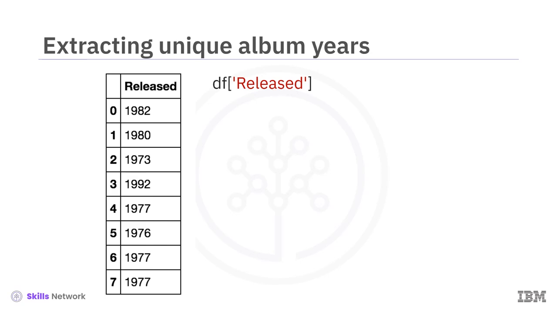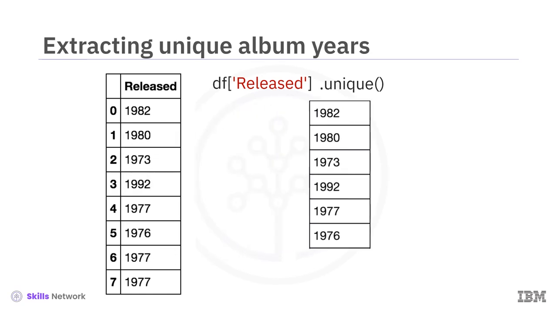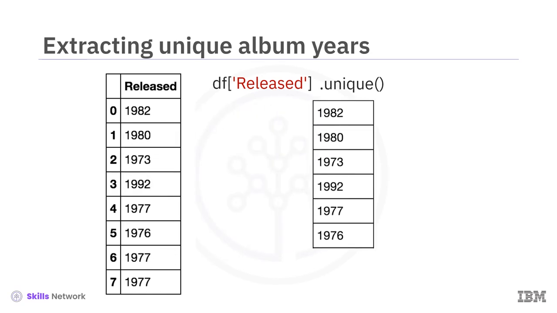Let's say we would like to determine the unique year of the albums in the data set. We enter the name of the data frame, then enter the name of the column released within brackets. Then we apply the method unique. The result is all of the unique elements in the column released.